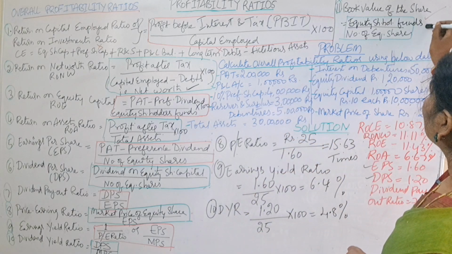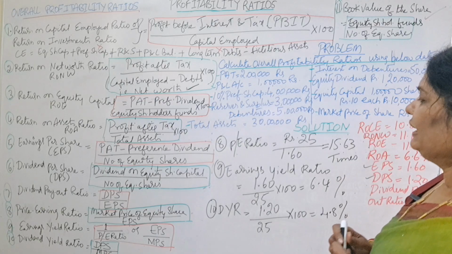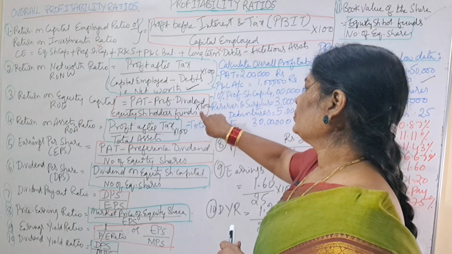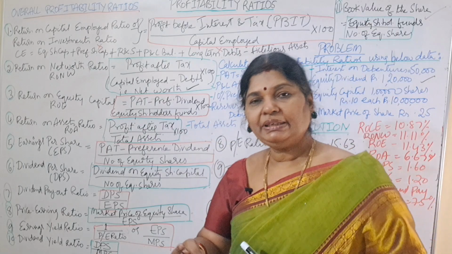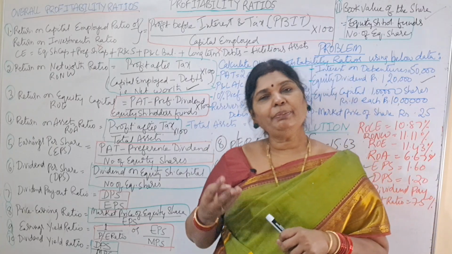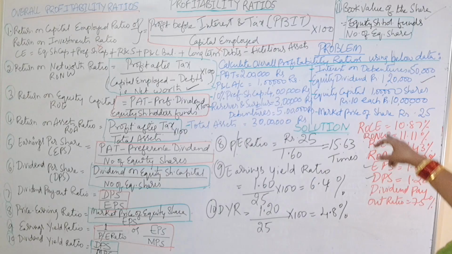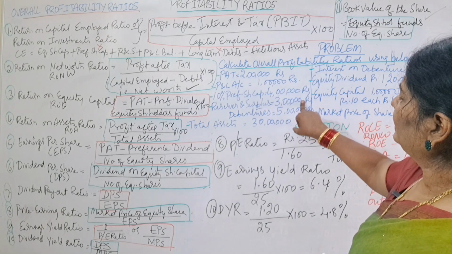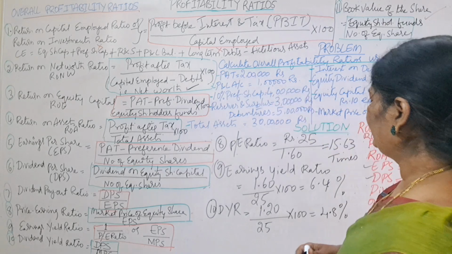Equity shareholders funds divided by number of equity shares. We have already calculated equity shareholders funds in this particular formula. So what have we taken under that? We have taken equity share capital, reserves and surplus, and profit and loss account. So again we will consider those amounts. Equity share capital is 10 lakhs, reserves and surplus is 3 lakhs, and P&L account balance is 1 lakh. So 10 plus 3 plus 1, it is 14 lakhs.